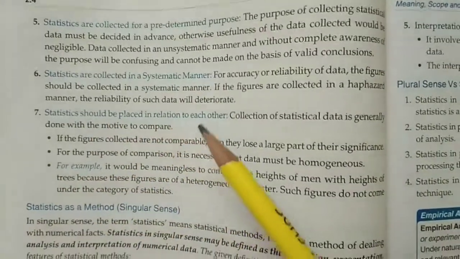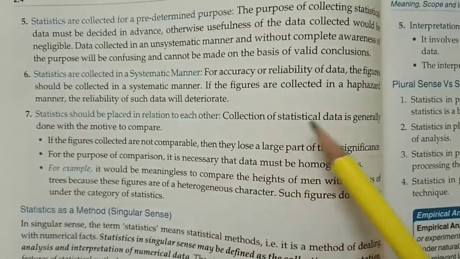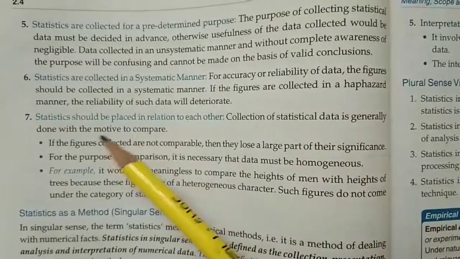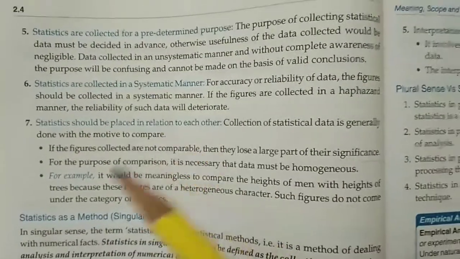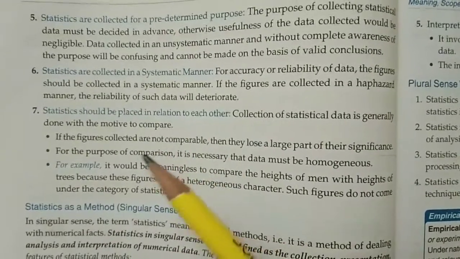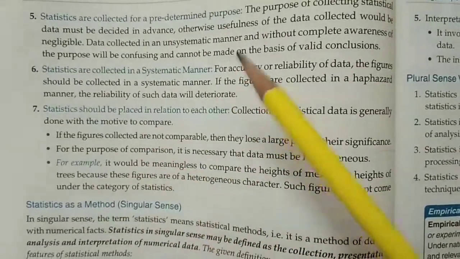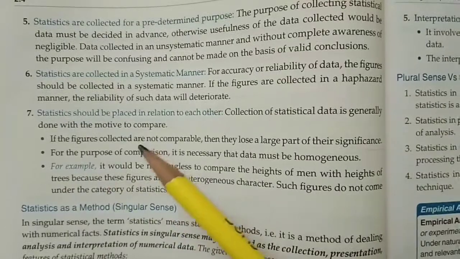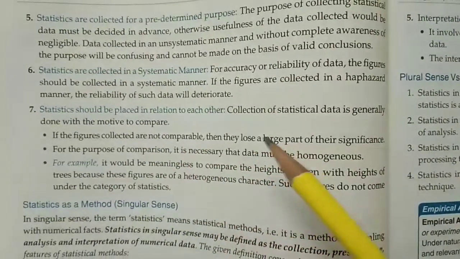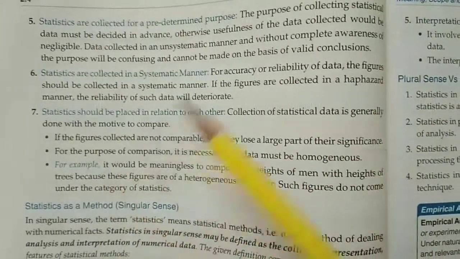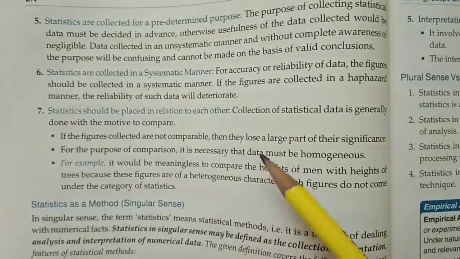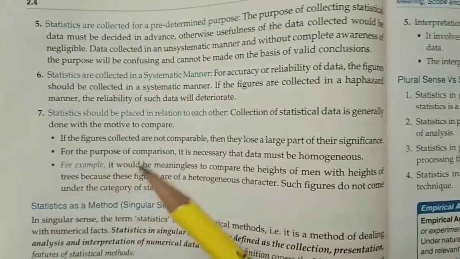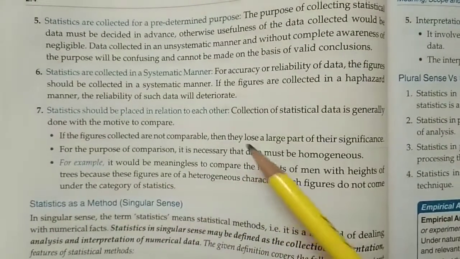Statistics should be placed in relation to each other. Collection of statistical data is generally done with the motive to compare. There are certain comparisons which have to be done. If the figures collected are not comparable, they will lose their significance. That means they will lose their importance. For the purpose of comparison, it is necessary that the data must be homogeneous.